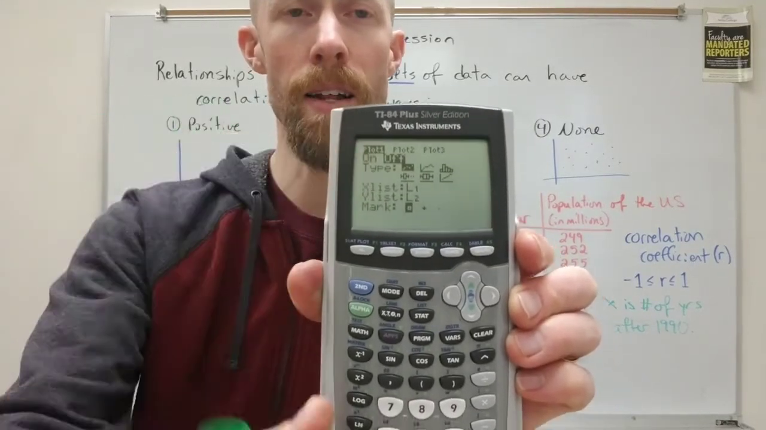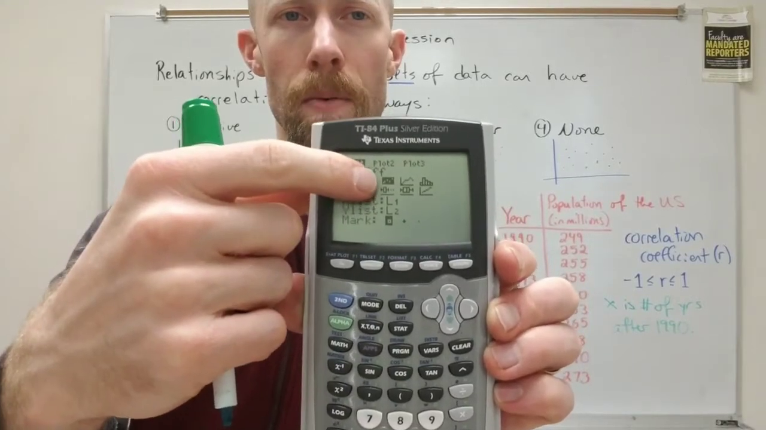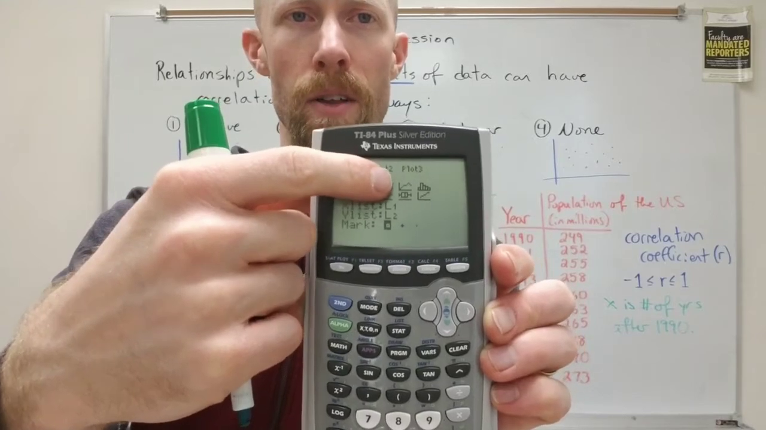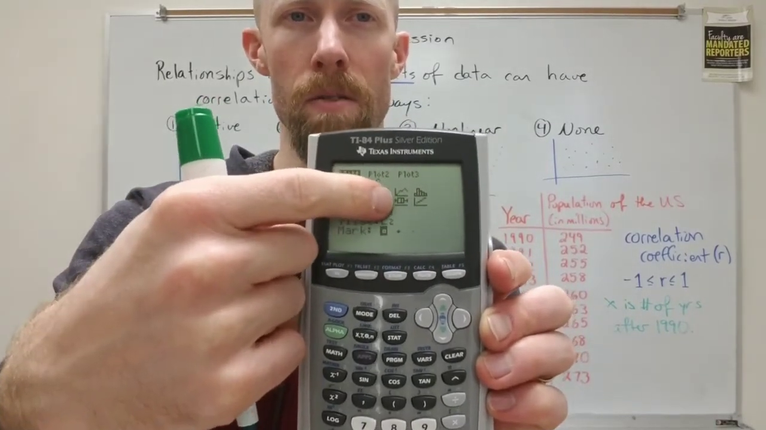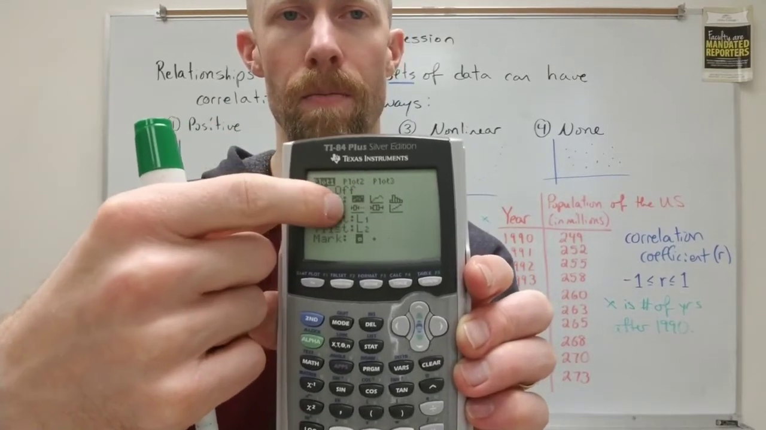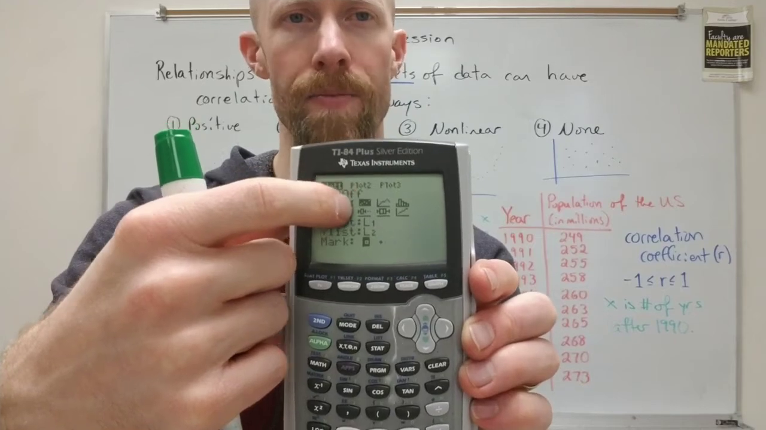First thing is we've got to turn it on. So you hit on while it's flashing. The rest of this should be already set up, kind of defaulted. The first little box here, the type of graph, is a scatter plot. You have other types of statistical plots. There's box and whiskers, histogram, line graphs, so lots of different things. But we want the scatter plot.